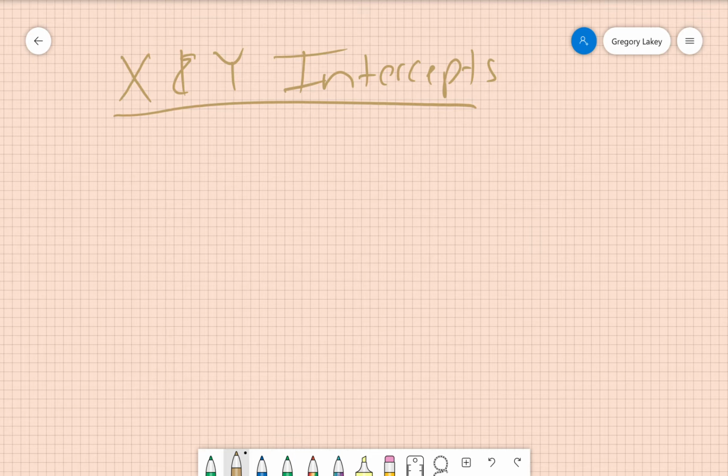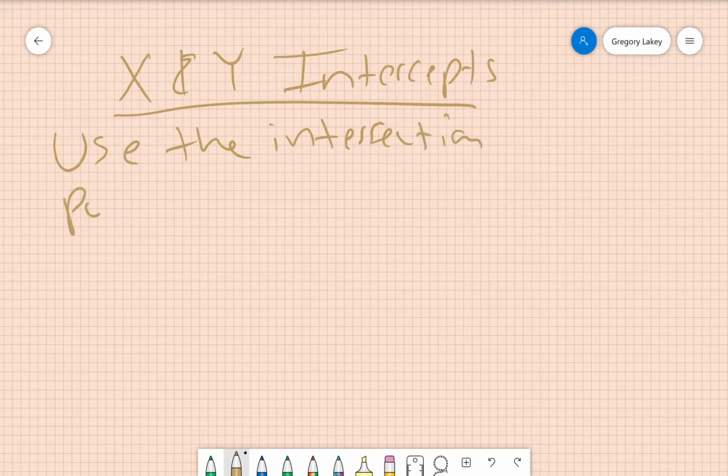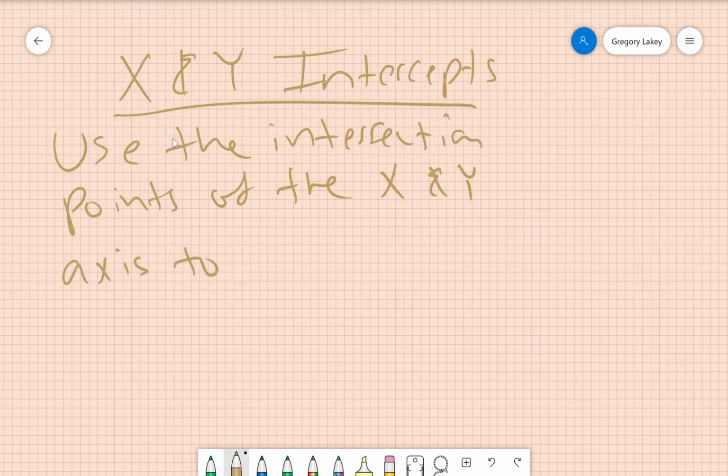In X and Y intercepts, you are going to use the intersection points of the X and Y axis to graph an equation. So we're just going to use where the graph is going to intersect the X and Y axis, and we're going to throw in a checkpoint too. We'll talk about that in a minute.